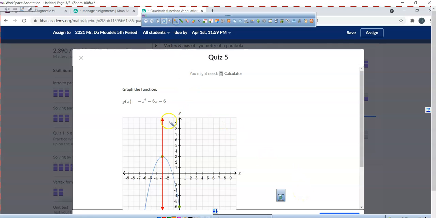And how do you find the axis of symmetry? Right here, that is always x equals negative b over 2a.